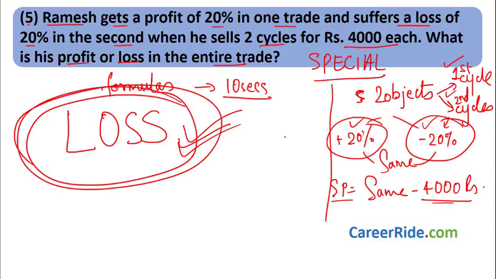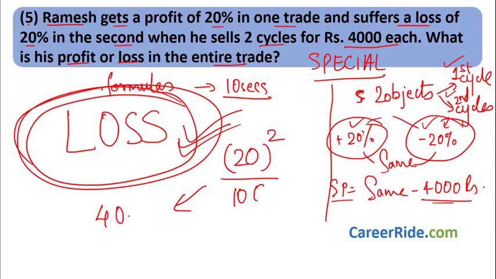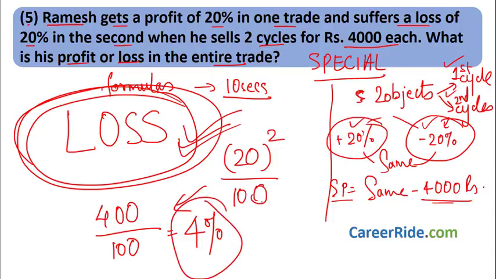Always remember. And what will be the loss percentage? Very easy. What is the percentage given here? 20, 20, right? So 20 is given. Simply square it, divide by 100. What do we get? 20 square is 400, divide by 100, that would be 4%. So the answer is 4% loss in the entire trade. See how easy it was.